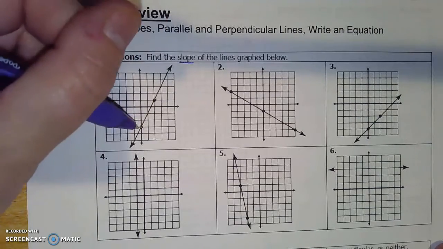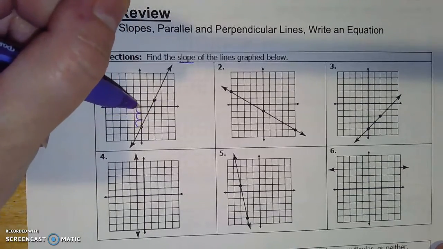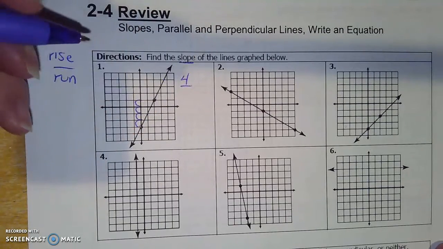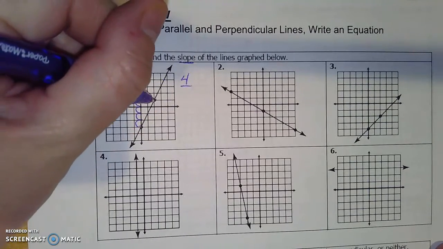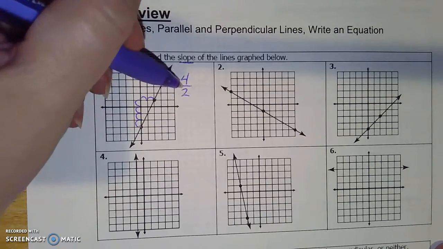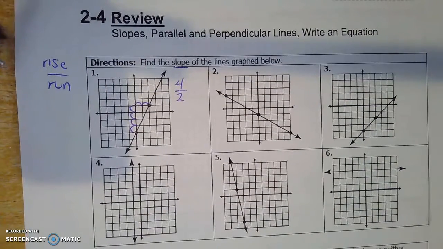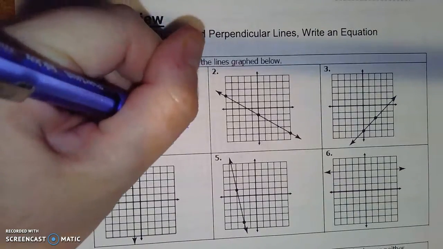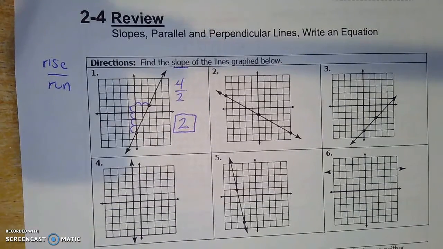So to get from here to here, I go 1, 2, 3, 4 up, which is a positive direction. And then 1, 2 to the right, which is another positive direction. You cannot leave it like this though. Go Formative will mark it wrong because this can be reduced. 4 over 2 reduces to 2, or 2 over 1. So just remember that you do rise over run.